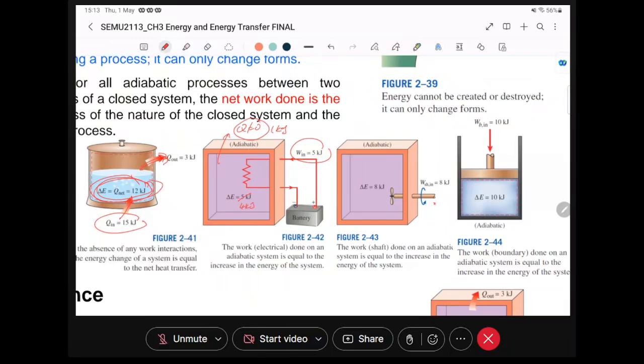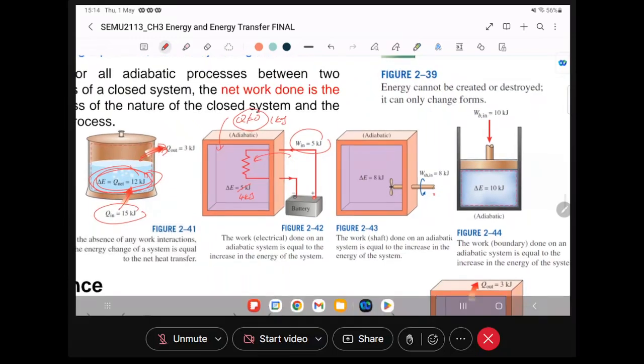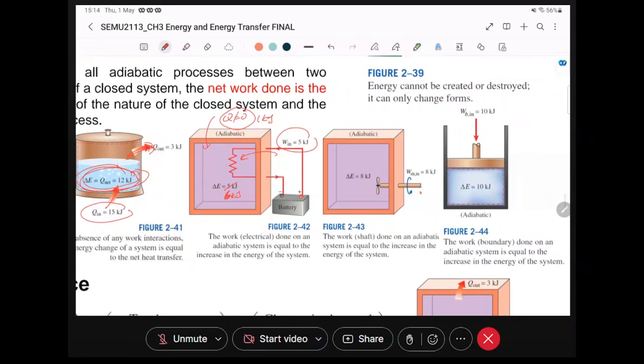Of course, you have to balance. But if it's the other way around, 1 kilojoule goes in, and another 5 kilojoules go in, then the total here will be 6 instead of 5. Okay, so it's always balanced. We'll look at the equation in a minute. Same goes for this and this.